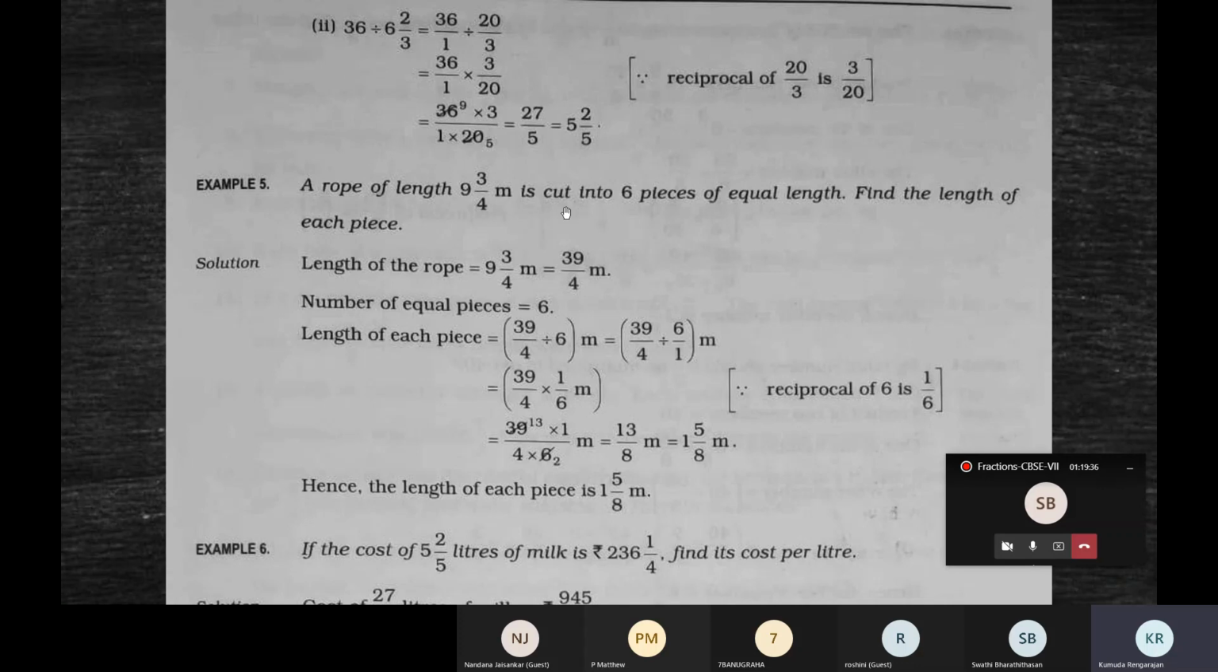It's not addition, it's not subtraction, it's not multiplication, it is division. Understand that. And this process of division you already know. We just understood. Yes, and here is the length of each piece, 15 by 8 meters.